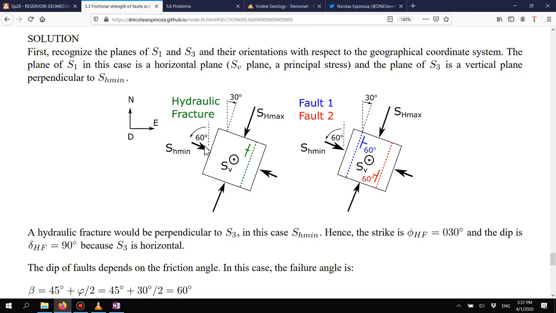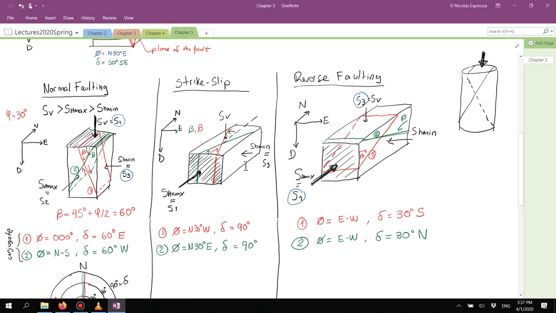What I'm going to do next, after I recognize this line, is to draw perpendicular lines to this direction so that I draw a square that respects the orientation of the horizontal stresses and is perpendicular to the horizontal stresses. So if I were to do that from scratch, this is probably what I would do.